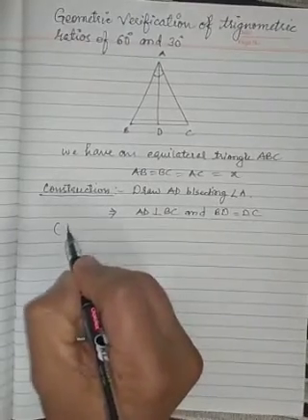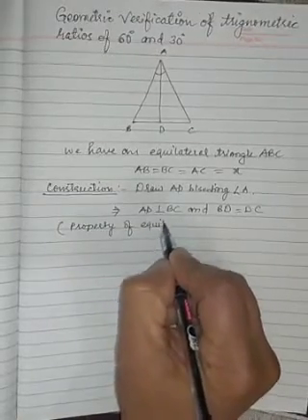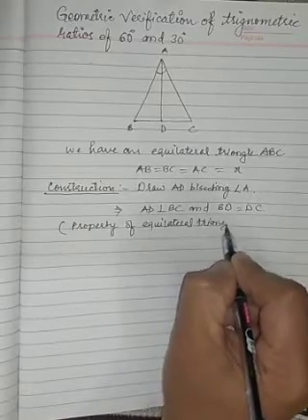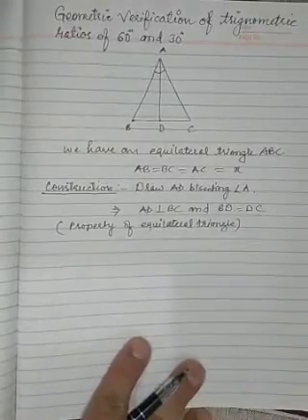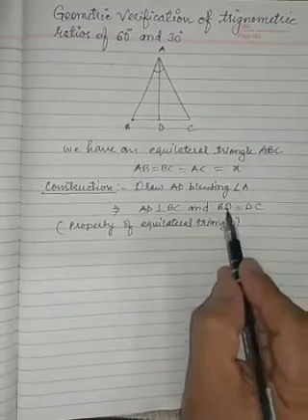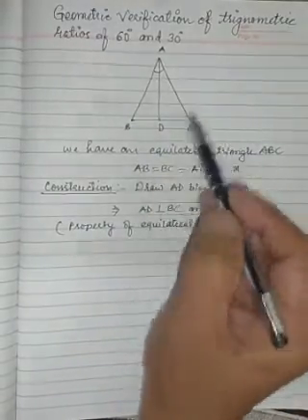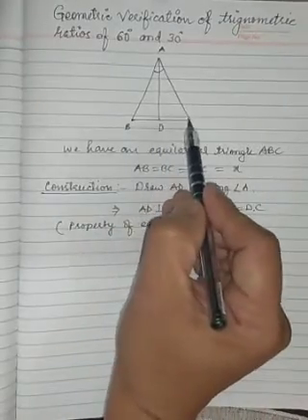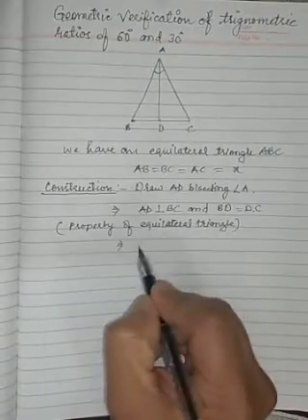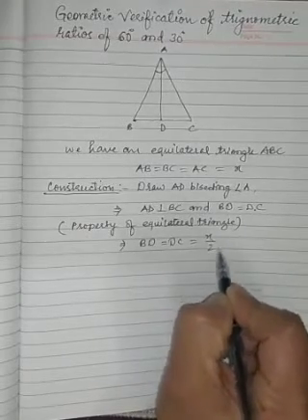This we can use as a property of an equilateral triangle. We do not need to prove it here. Now if BD is equal to DC, and as we know that all sides AB, BC and AC are equal, so BD and DC will be half of BC. That means from here you will get BD equal to DC, both equal to x by 2.